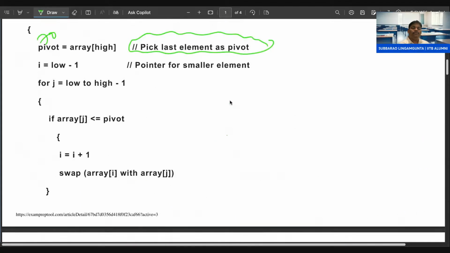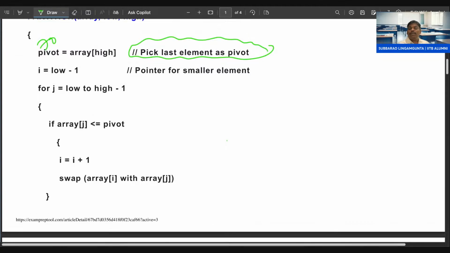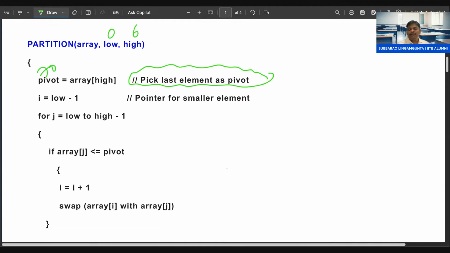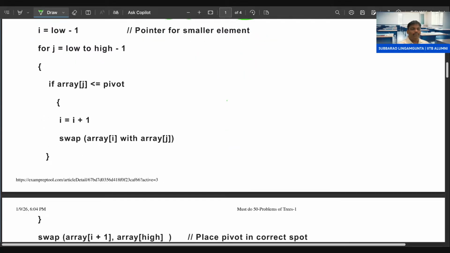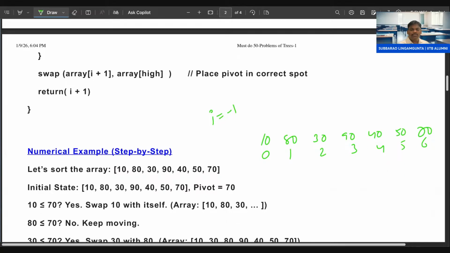What is j? For j equal to low to high minus 1. High is already 6, so 6 minus 1 is 5. 0 to 5. The j loop is going from 0 to 5. Remember, j is initially 0. j is here.